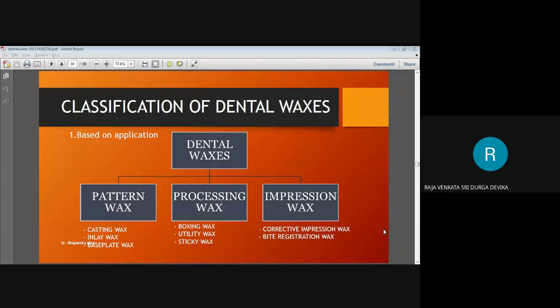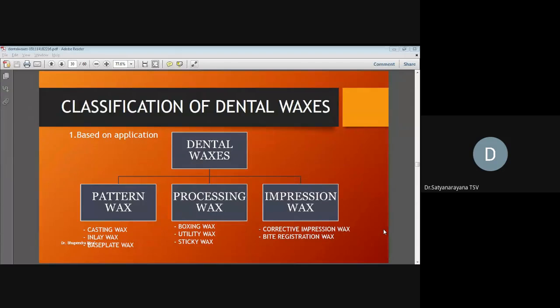So that is your modeling wax. That will come under your processing wax. Okay, cutting wax and all. If you have seen a teeth set, the teeth are arranged and kept in one box. The teeth are stable there. There is a wax that is attached. That wax is called cutting wax. It will come under processing wax.